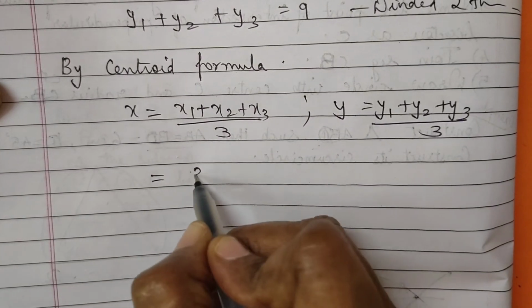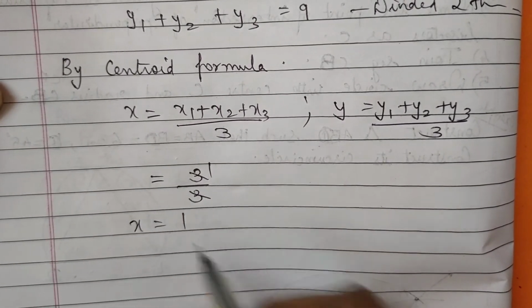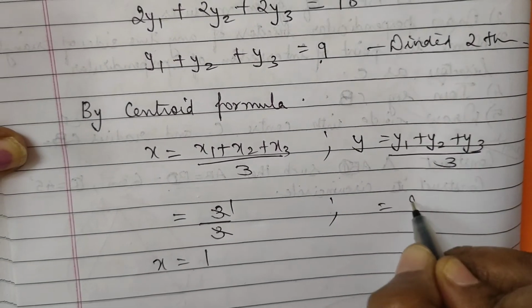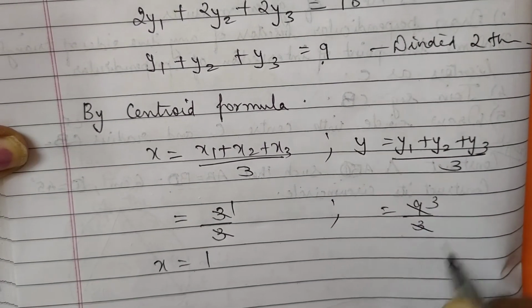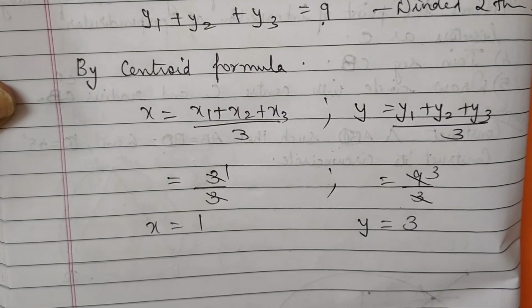So we are writing 3 upon 3. So 3 ones are 3. So we got x as 1 here. And let's write for the y. Y we got as 9 here, equals 9 upon 3. 3 threes are 9. So we got y as 3. So have we found the centroid G here?